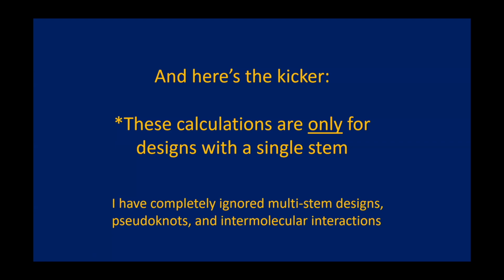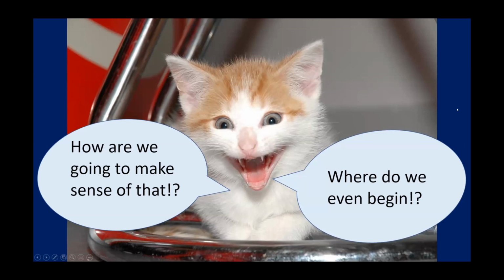And these calculations are only for a single stem. I've ignored multi-stem designs, pseudonauts, tertiary interactions, as mentioned earlier, and quaternary structures, intermolecular interactions. And oh boy, that's a lot. And it really does seem like it's too much to be able to make sense of. I mean, where do we even start to approach that amount of just sheer diversity of creative potential in a single RNA molecule?